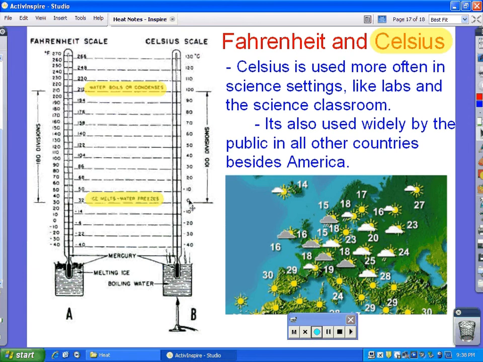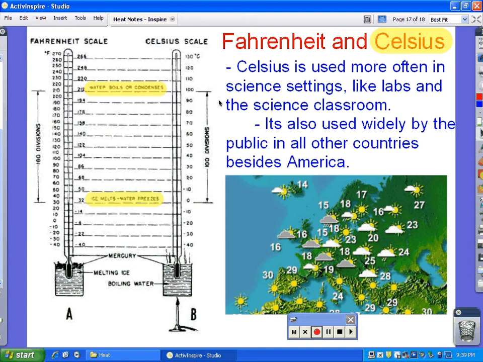And the guy who invented Celsius, I think his name is Andreas Celsius, based it off of water. Water boils at 100, freezes at 0. Simple enough. And we use it in science. In the U.S., we use it a lot, especially in classrooms. And it's used mostly by the public in all of the countries except for America.